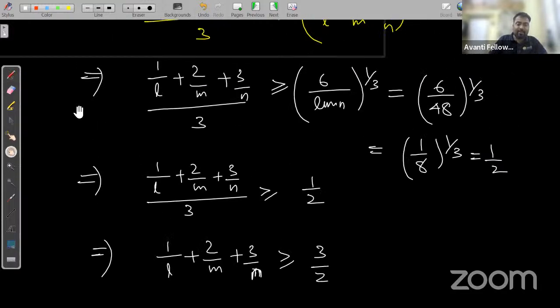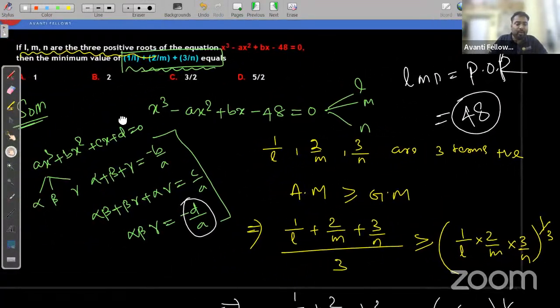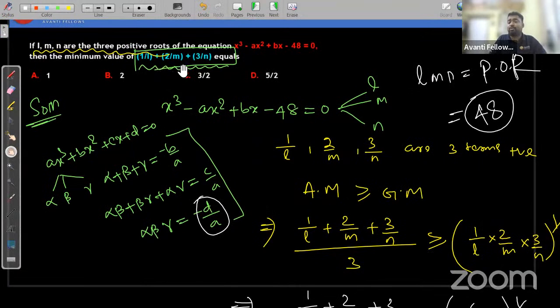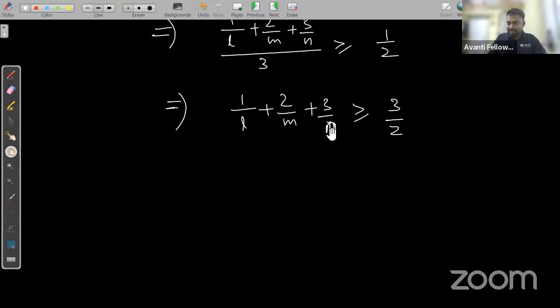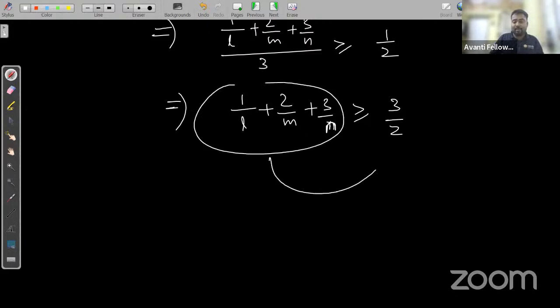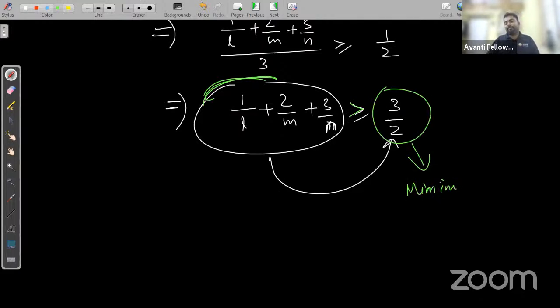What the question is asking is to find the minimum value of 1 by L plus 2 by M plus 3 by N. So 1 by L plus 2 by M plus 3 by N is greater than or equal to 3 by 2. That means the left hand side is greater than or equal to 3/2, so 3/2 is the minimum value of the left hand side. Is it or not, guys? Clear, everyone? Simple? Got it?